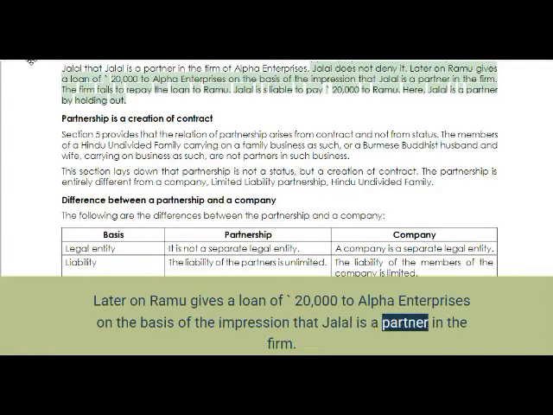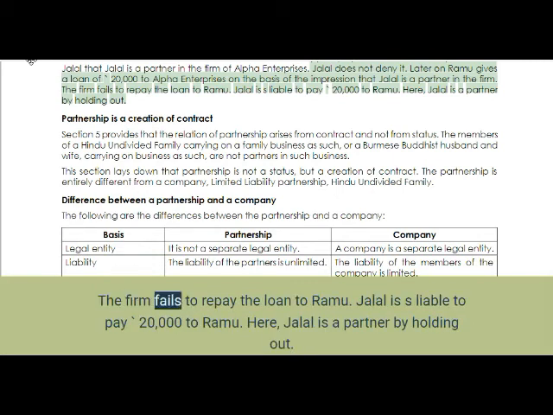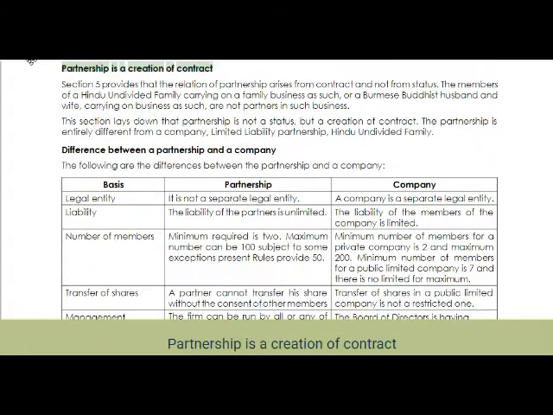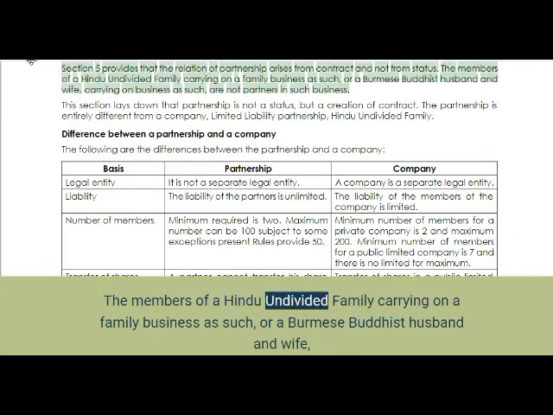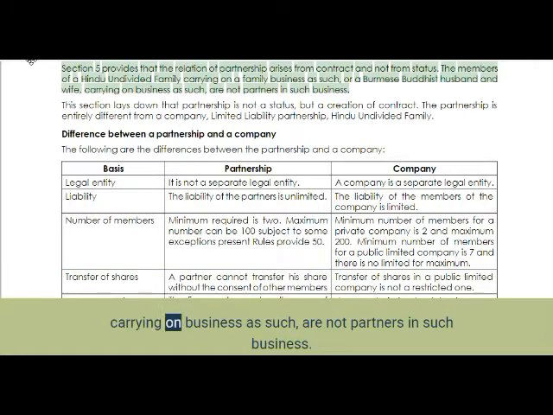Suppose Alpha tells Ramu in the presence of Jalal that Jalal is a partner in the firm of Alpha Enterprises. Jalal does not deny it. Later on, Ramu gives a loan of 20,000 to Alpha Enterprises on the basis of the impression that Jalal is a partner in the firm. The firm fails to repay the loan to Ramu. Jalal is liable to pay 20,000 to Ramu. Here, Jalal is a partner by holding out.